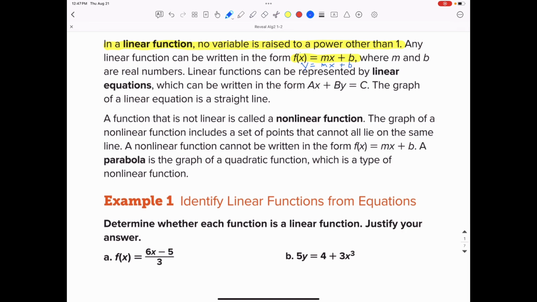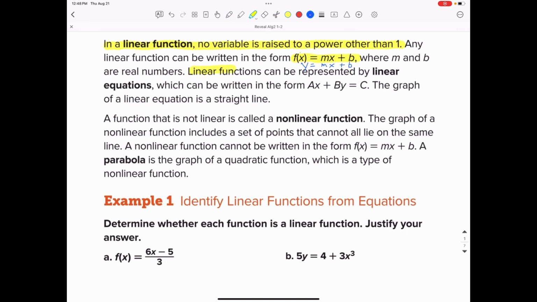There are other reasons why a function may not be linear, but the one that we're really going to focus on in this section is that there cannot be any exponents other than a 1 for it to stay a linear function.